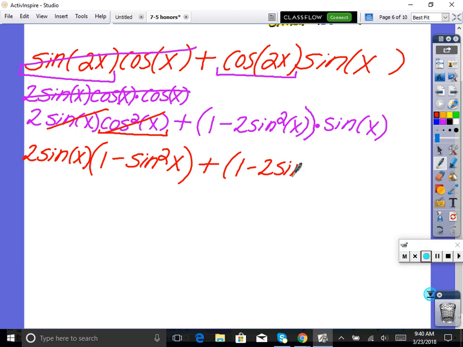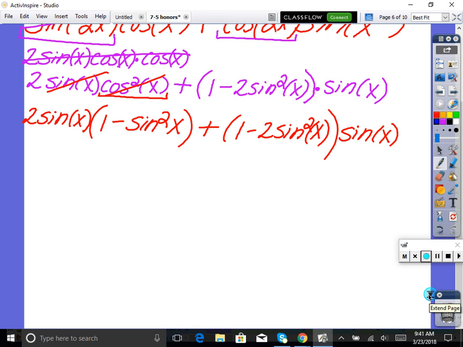Now, next thing I'm noticing is I'm thinking, maybe I have like terms I can combine, but I don't know if it's factored. I need to have it in standard form. See how this isn't multiplied in? If we put it in standard form, we can combine things that are alike. So let's do that. Let's start distributing. So 2 sine x times 1 is 2 sine of x. 2 sine of x times negative sine squared of x is negative 2 sine cubed of x.